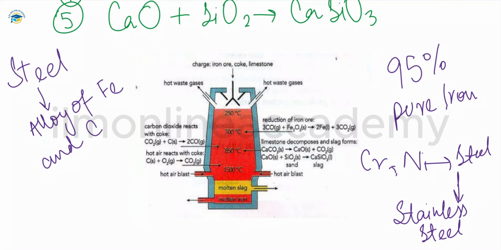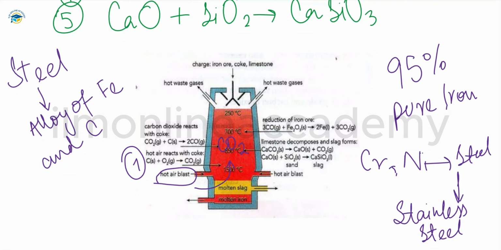In this picture, the first reaction is the carbon reacting with oxygen to form carbon dioxide. A blast of hot air enters the blast furnace from the bottom, so the temperature is highest at the bottom. The hot air reacts with the coke to form carbon dioxide. Carbon dioxide will move upward.